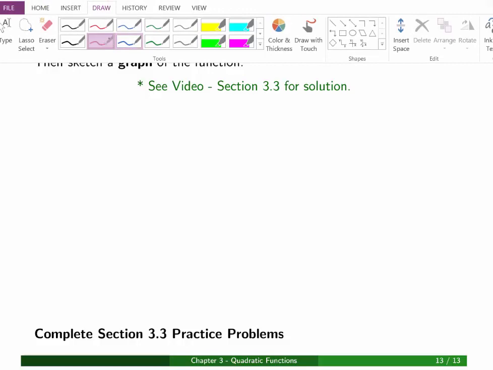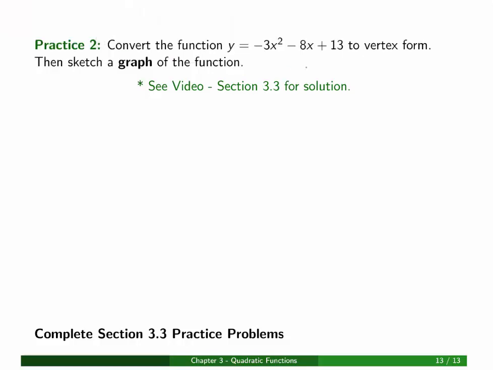Let's do a question like that. Convert the function y equals negative 3x squared minus 8x plus 13 to vertex form, then sketch a graph of it. So here is the whole story, full story. Step 1, factor out negative 3.